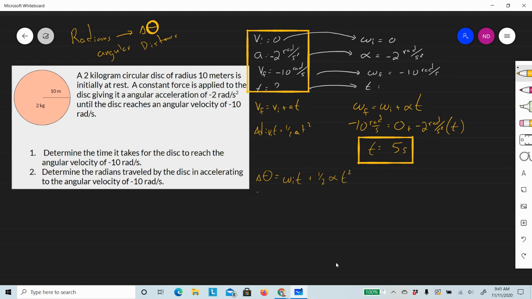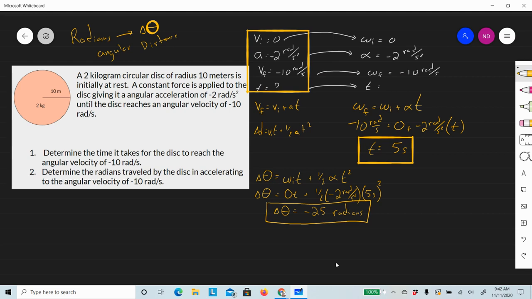So we want to know delta theta equals initial velocity, which is 0, multiplied by time, plus 1/2 the angular acceleration, -2 radians per second squared, times the time we figured out, 5 seconds, squared. 5 seconds squared is 25 seconds squared, times -2 is -50, times 1/2, -25 radians. That's the answer to number 2.